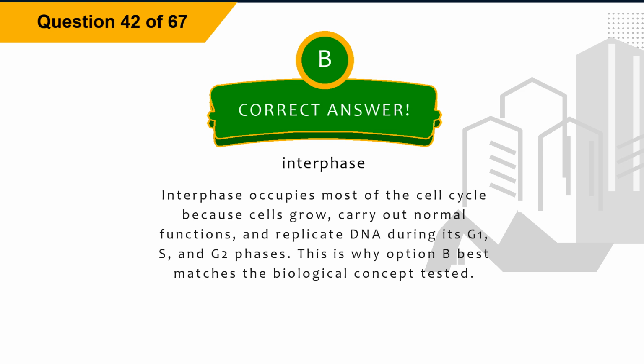Explanation. Interphase occupies most of the cell cycle because cells grow, carry out normal functions, and replicate DNA during its G1, S, and G2 phases. This is why option B best matches the biological concept tested.